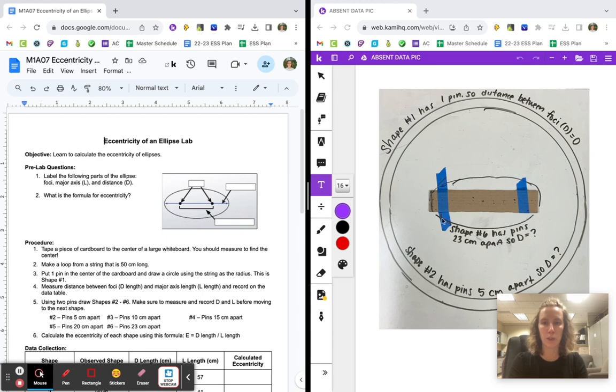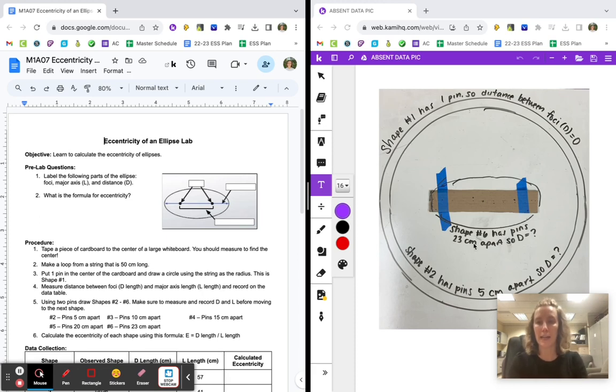The next shape I drew is a little bit smaller. It's in here. Those pins you can see over here for number 2, they are 5 centimeters apart. So my pins were maybe here and here, pretty close. But now, because I had 2 pins, my loop of string has to go around them as well. So I'm almost making a triangle when I'm moving this around to draw my shape. And that's why this shape is a little bit smaller.